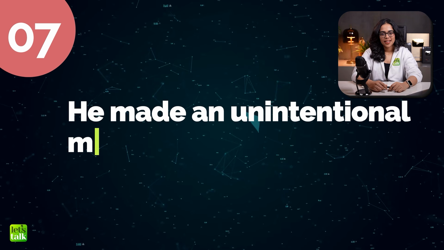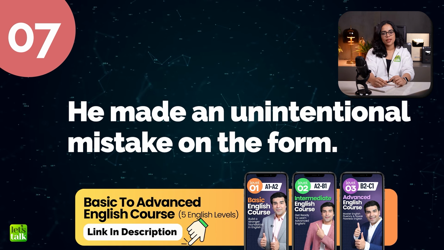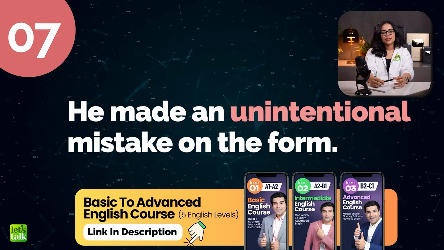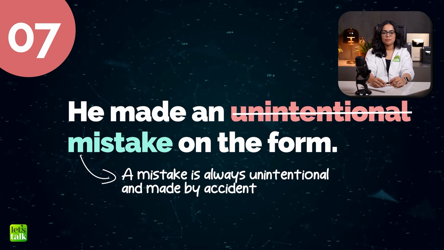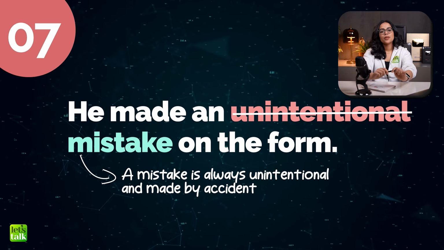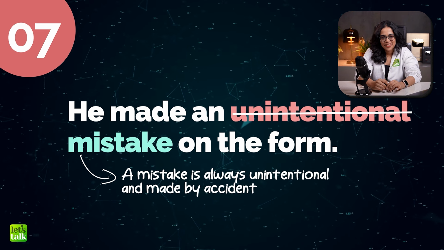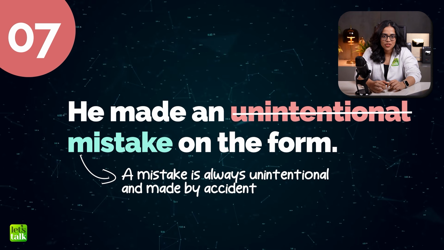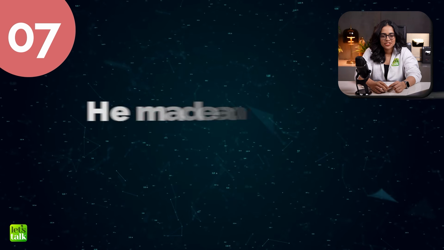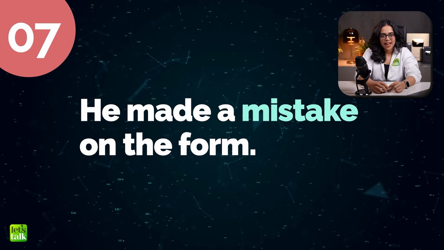Next up is, "He made an unintentional mistake on the form." The word unintentional is not needed because a mistake is something that happens by accident or without planning. So saying unintentional mistake is like saying the same thing twice. Instead, you can just say, "He made a mistake on the form." This sounds much better and clearer.